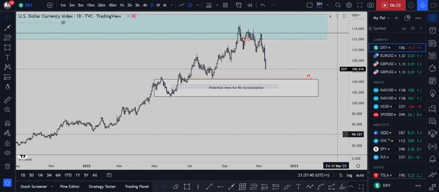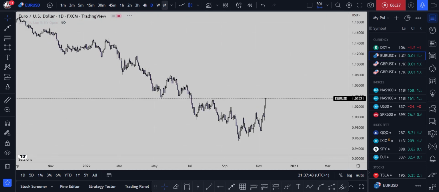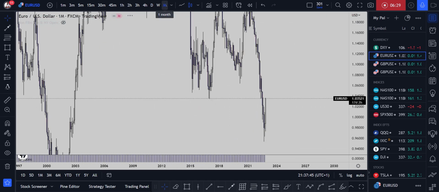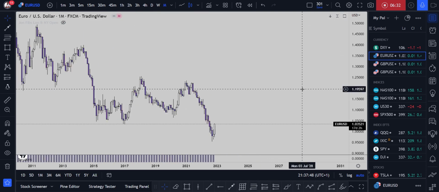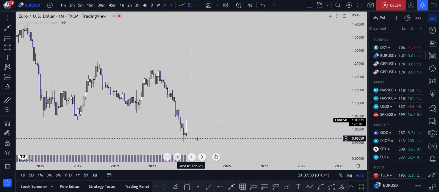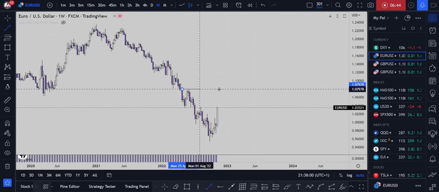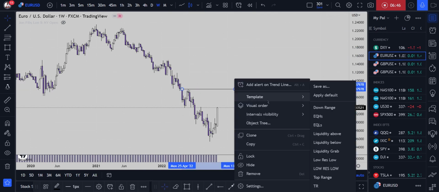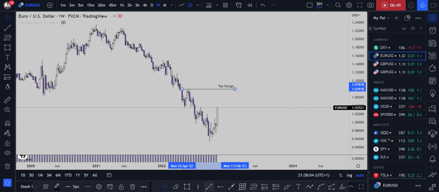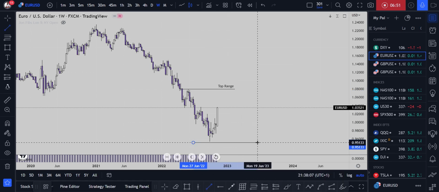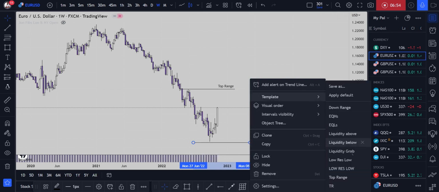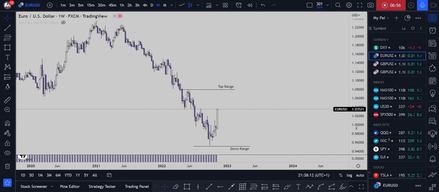Now looking at EU, which happens to be the opposite of that, pretty much straightforward. We see this monthly range. Of course, I will need to mark that out again. So this becomes the weekly high. We have this top range here, and then we have this down range there. So, say, potential area.